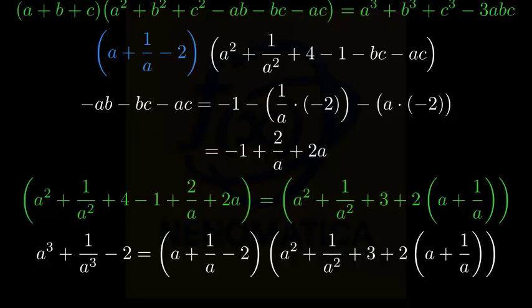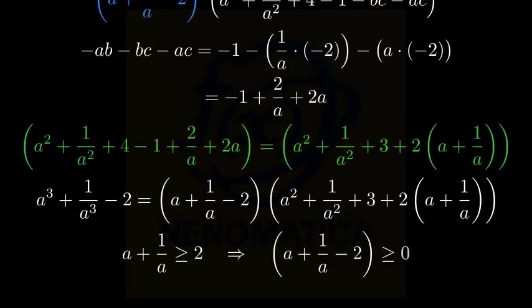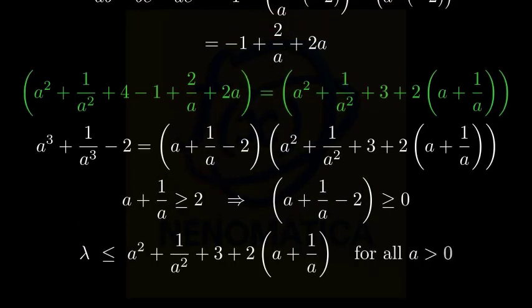Step 3. The factor a plus 1 over a minus 2 is always non-negative for positive a by AM-GM, because a plus 1 over a is at least 2 with equality at a equals 1. Therefore, for all positive a, we can compare the two sides by dividing through by the non-negative factor. We obtain that lambda must be less than or equal to a squared plus 1 over a squared plus 3 plus 2 times the quantity a plus 1 over a.